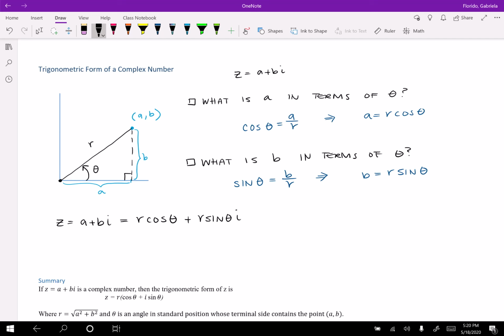Both of those terms have an r, so I'm going to factor out an r. This is rewritten as r times the quantity cosine of theta plus i sine of theta.